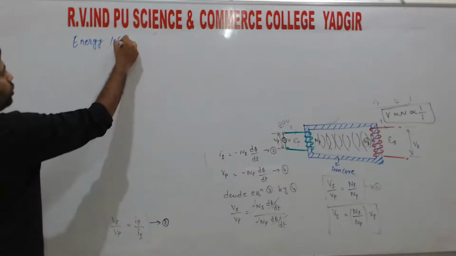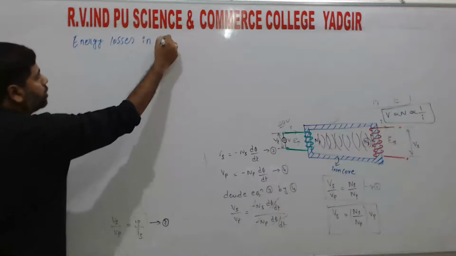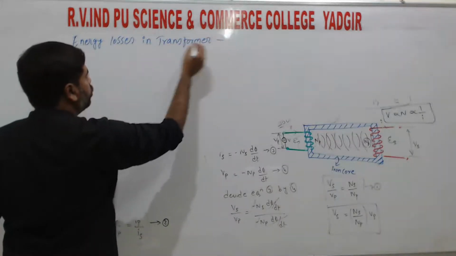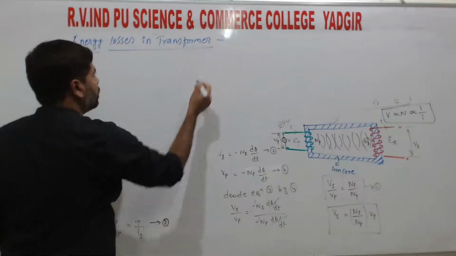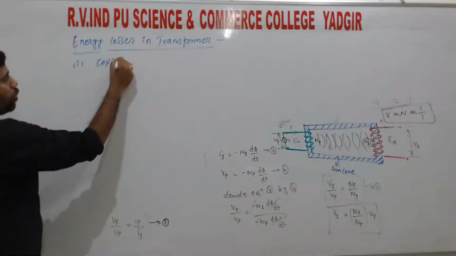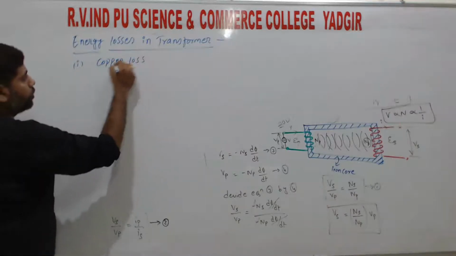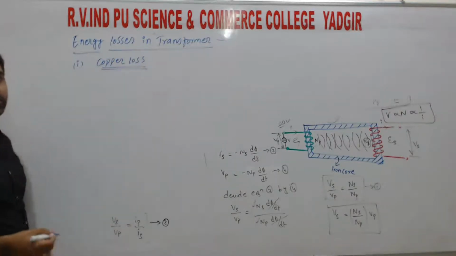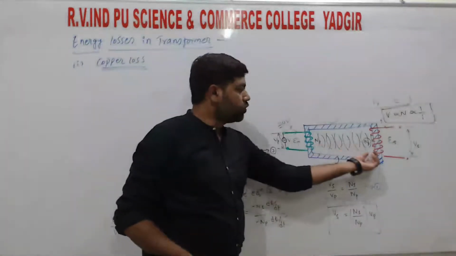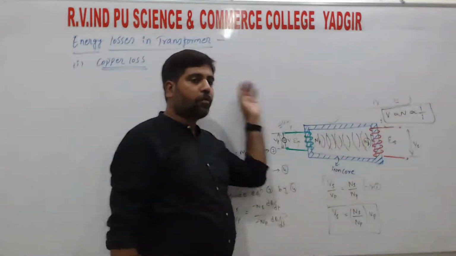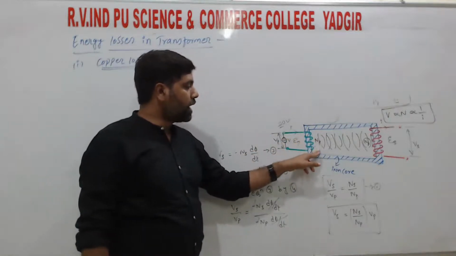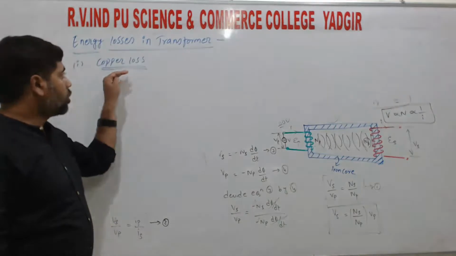Energy losses in the transformer. So important for 2 marks. In that, the first one is copper loss, right? So what does copper loss mean? Here we are using coils. So these coils are made up of copper. So these are wound on the iron core, right?